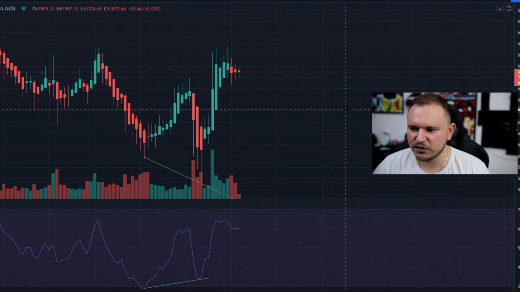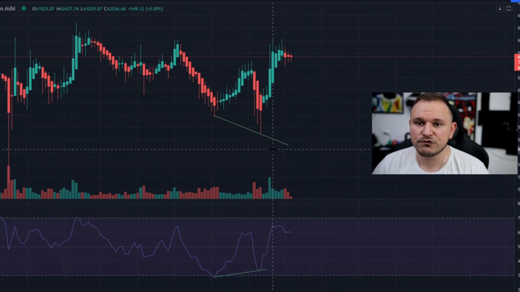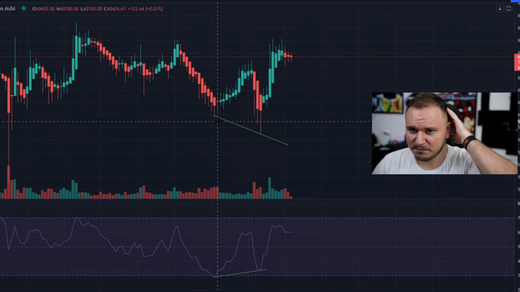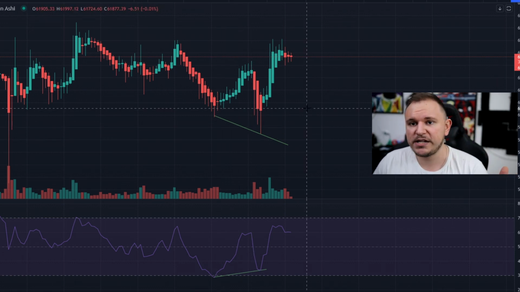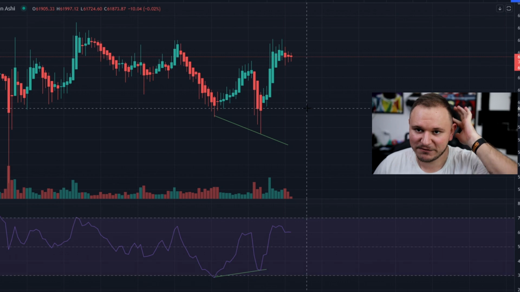It's 4%. So 4% may not seem like a lot if you're doing spot trading, but if you're doing futures trading like I am, then 4% is quite a lot, right? Because on 20x leverage, 4% would be an 80% upside, which is insane. That's almost double what you put in, right? Just for a 4% gain.